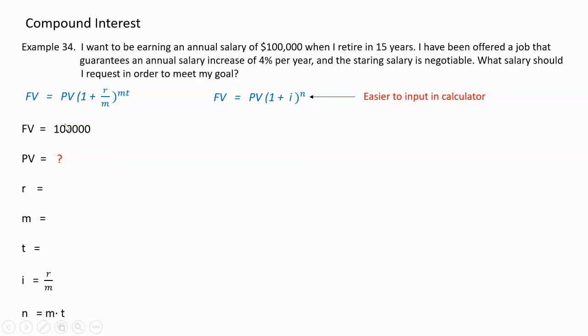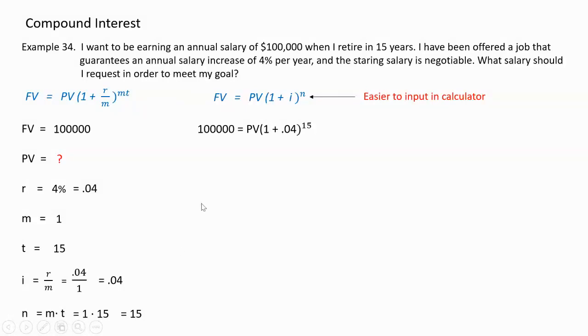So the 100,000 is the money we want in 15 years when I retire. My interest rate is going to be 4%, compounded annually, which means M is 1. My time will be 15. My I is R divided by M, so it'll be 0.04 divided by 1, which is 0.04. And my N is M times T, 1 times 15, so it's 15.